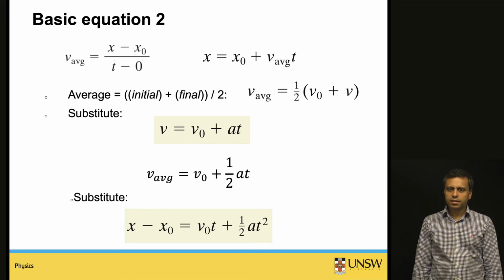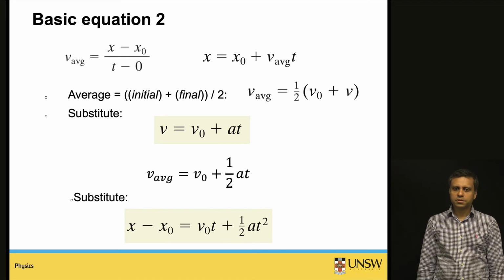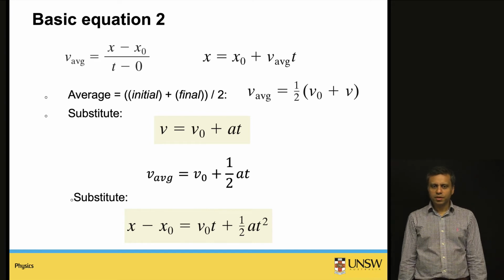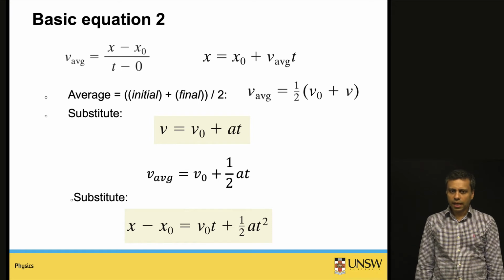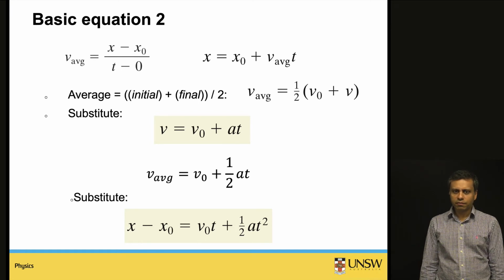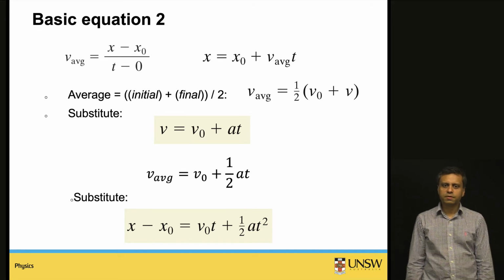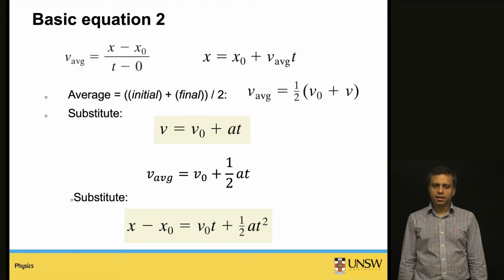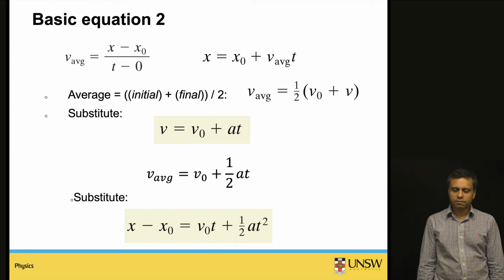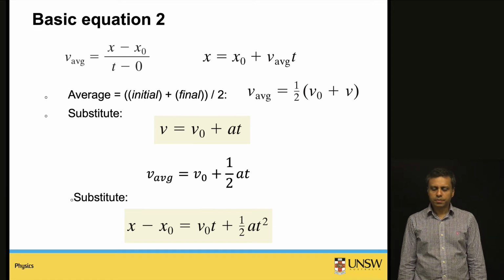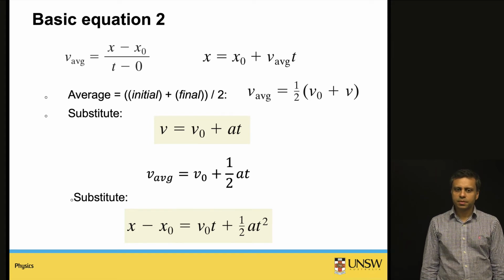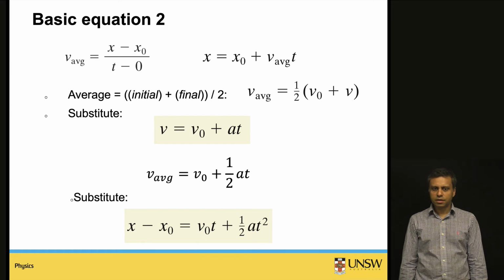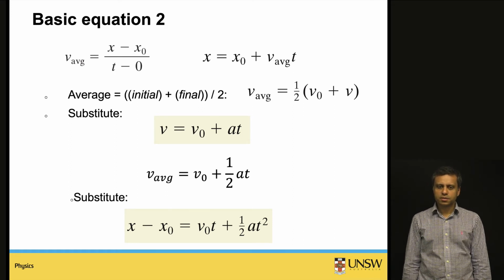Then instead of v, we substitute the other equation, v equals v naught plus at. And for average velocity, we get this expression, v naught plus half at. Then we substitute this expression for v average in the equation for x, that is in the first line. And we get this equation for position as a function of time that we saw a few slides ago. This equation gives you the position of a particle if the particle was at some initial position x naught, traveling with some initial velocity v naught, and had some constant acceleration a.